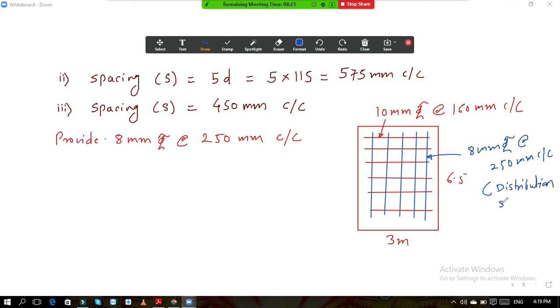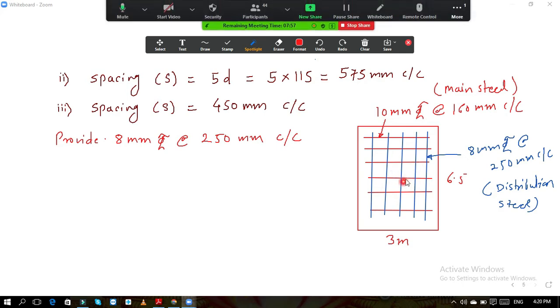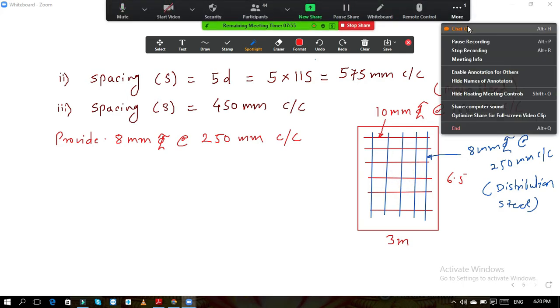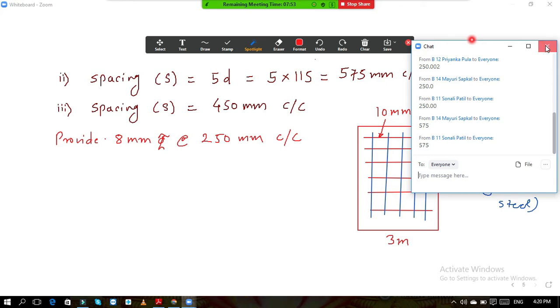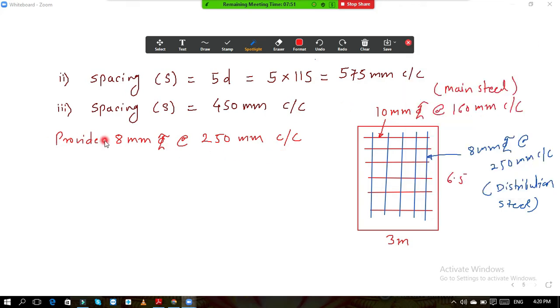The steel reinforcement provided over here is called main steel. Main steel is always parallel to the shorter direction. Distribution steel is always parallel to the longer direction. I have drawn this diagram for your understanding purpose. There is no need to draw this type of diagram in the exam. We will draw the reinforcement diagram at the last. So now moving forward.